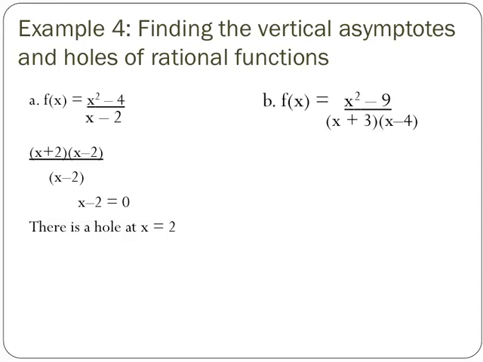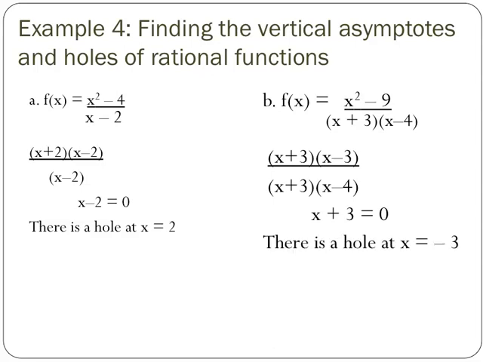All right, let's look at the next one. f(x) equals (x squared minus 9) over (x plus 3)(x minus 4). Looks like we can factor that numerator. It becomes (x plus 3)(x minus 3). And now we look at the denominator. We have x plus 3 equals 0. Now we know that we see the x plus 3 in the numerator as well, which means that there is going to be a hole at x equals negative 3.